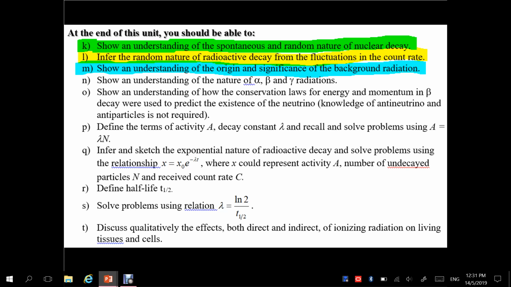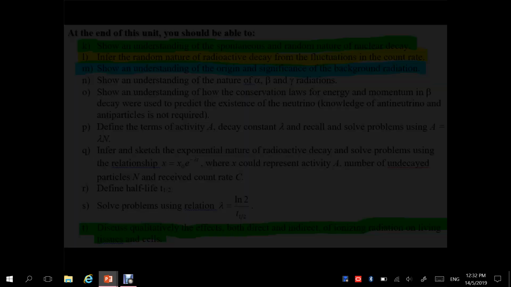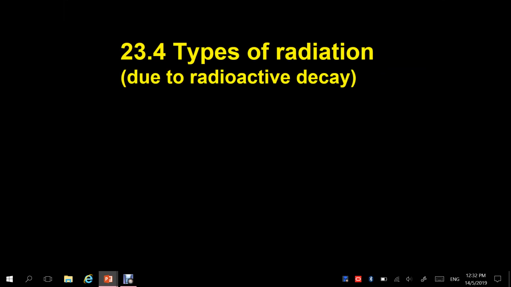Then we talked about background radiation, how it started and the significance of it. And the last part was done by the student lecturer on the effects of ionizing radiation on living things, namely on the tissues and the cells. So today we'll move on to the types of radiation.